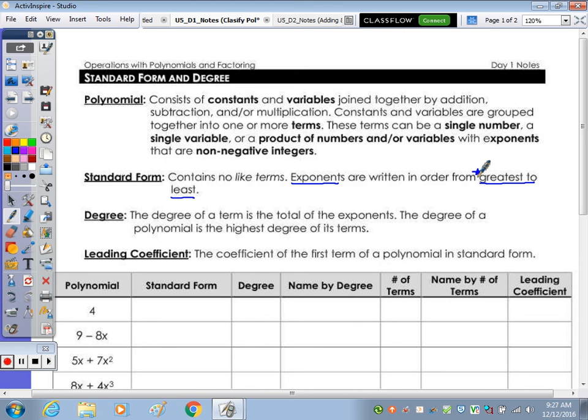Degree. The degree of a term is the total of the exponents. So when you're looking at the degree of a single term, we add the exponents. The degree of a polynomial is the highest degree of its terms. Our leading coefficient is the coefficient of the first term of a polynomial in standard form.